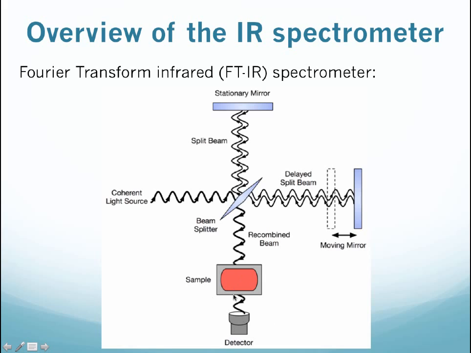Now the computer gets that interferogram, and it's able to decode it to produce a traditional IR spectrum. That decoding makes use of the Fourier transform technique.